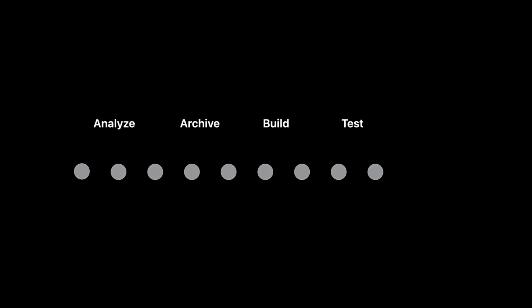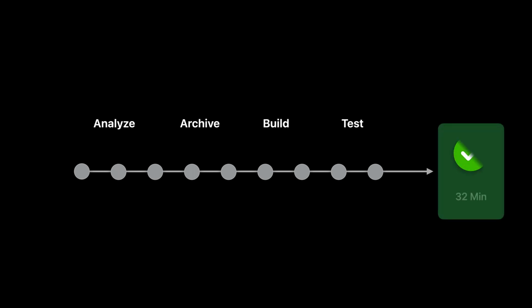Now, when calculating usage, each one of these actions, when observed in sequence, give us the total compute usage of the build, in this case, 32 minutes. And that's how Xcode Cloud calculates the build duration and usage for a given build.